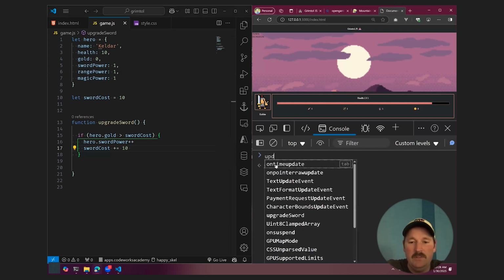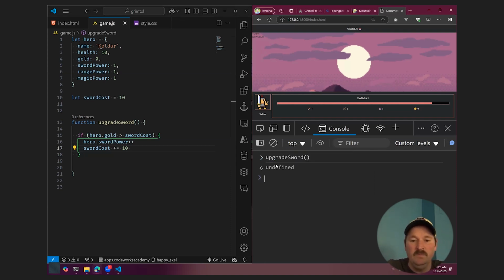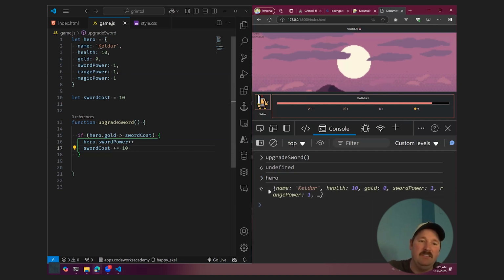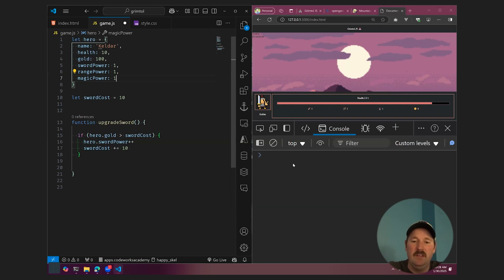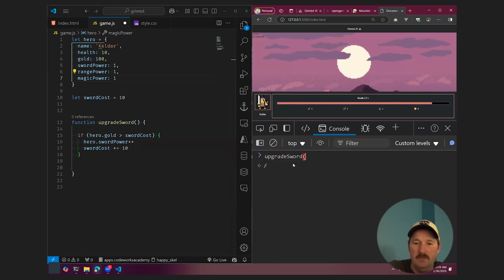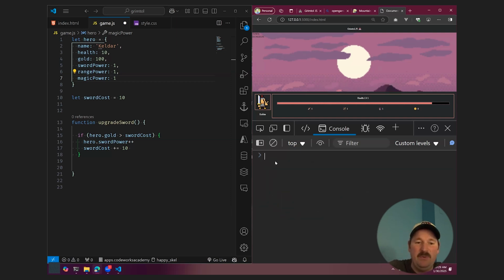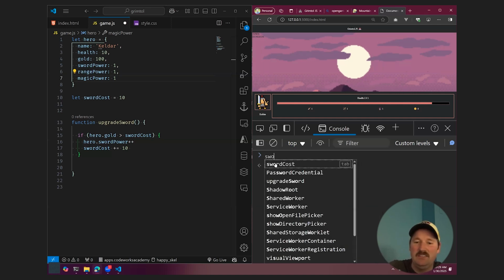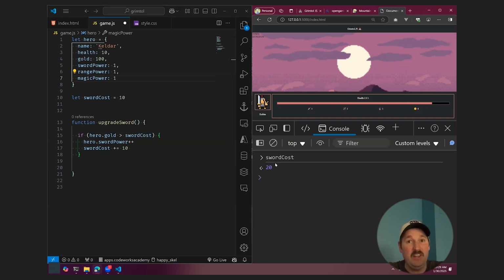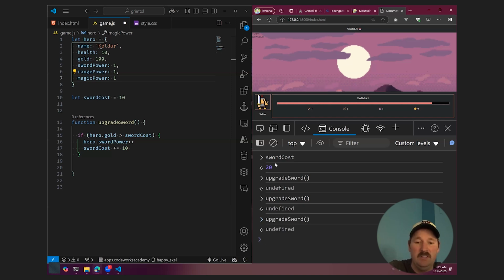But now if I say upgrade sword, and I look at my hero, my sword power did not go up. Well, let's give myself 100 gold to start, and then let's upgrade my sword. Now let's look at my hero, and my hero's sword power is now at 2, which is great. And if we look at the sword cost, it is now 20, which is awesome. So let's upgrade the sword. And let's upgrade the sword. Let's upgrade the sword. Let's look at the sword cost. Sword cost is now 50.